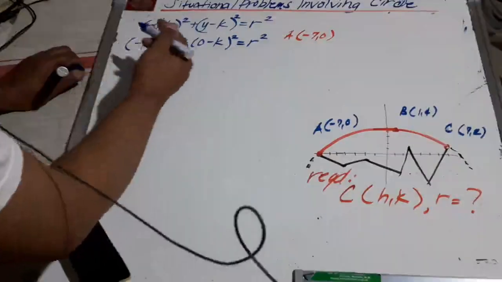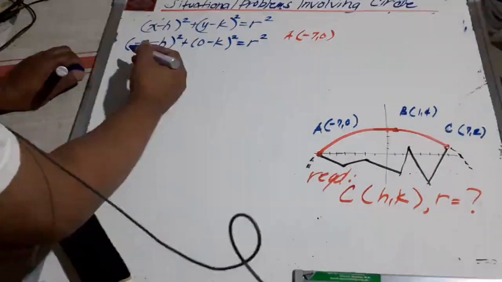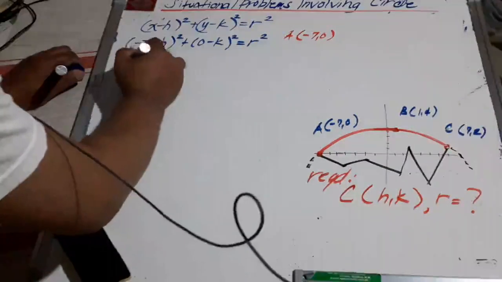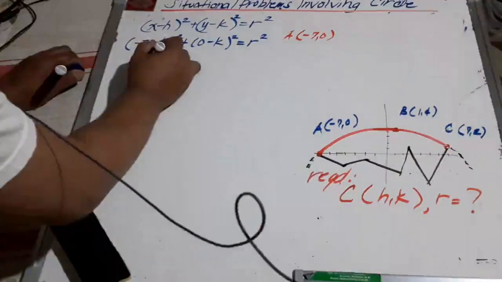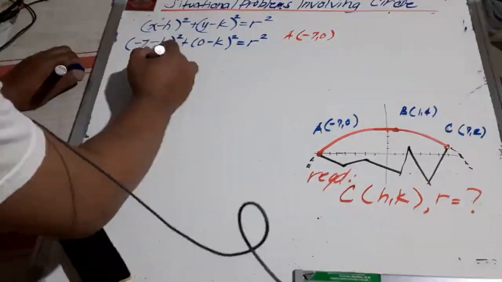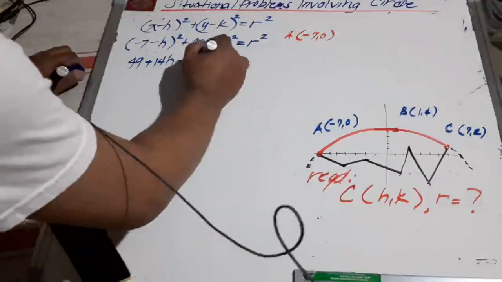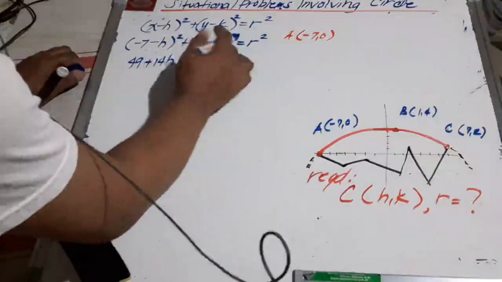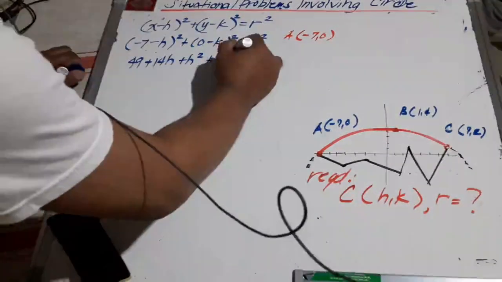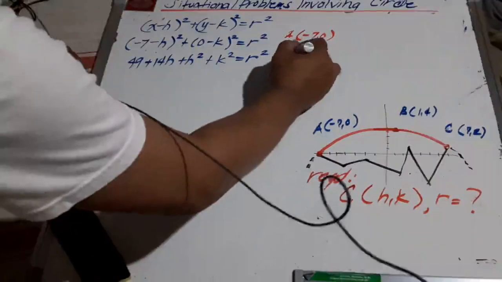This is the square of the sum and difference of two terms. We have the square of negative 7 is 49. Twice the product of these two will be 7h times 2 is 14h. The square of h is h squared. This 0 minus k is negative k. The square of negative k is positive k squared equals r squared. So this is our equation 1.